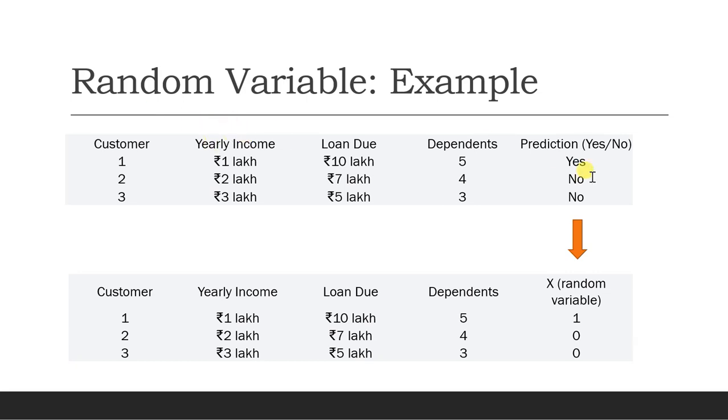Now let's say that instead of processing the yes or no response, it will be much easier if you define a random variable x, indicating whether the customer is predicted to default or not. So these values will be assigned according to the rule: x equal to 1 if the customer defaults, and x equal to 0 if the customer does not default.